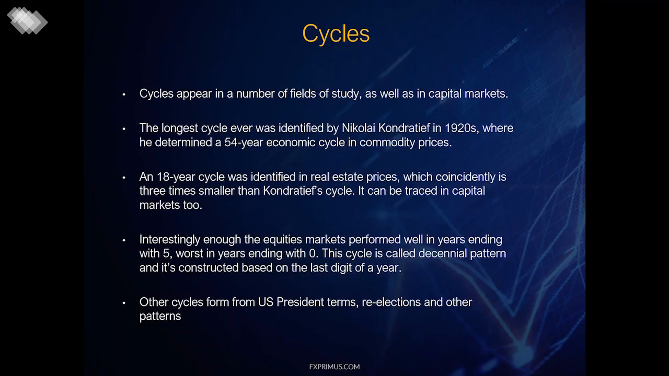Now, an 80-year cycle was identified in real estate prices, which coincidentally is three times smaller than the Kondratiev cycles of 54. It can be traced in capital markets too. Interestingly enough, the equity markets performed well in years ending with five, and performed very badly in years ending with zero. This cycle is called the decennial pattern and is constructed based on the last digit of a year. Other cycles form from US president terms, re-elections, and other patterns.